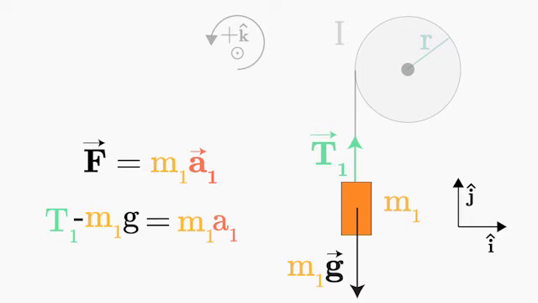Notice that here we've set the signs for tension and weight, but we don't yet know which way the block is accelerating, so we just start by writing m1a1, and if in the end we get that a1 is negative, we'll know that it's actually accelerating in the negative direction.